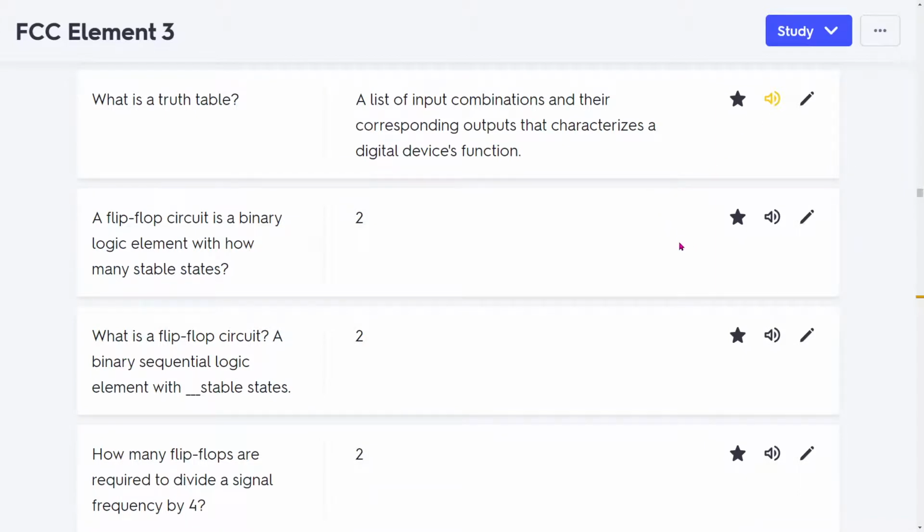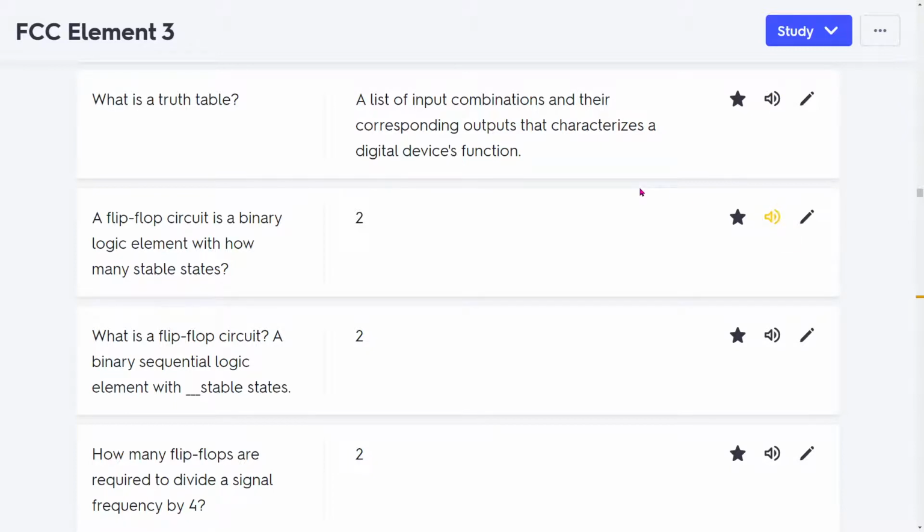What is a truth table? A list of input combinations and their corresponding outputs that characterizes a digital device's function.